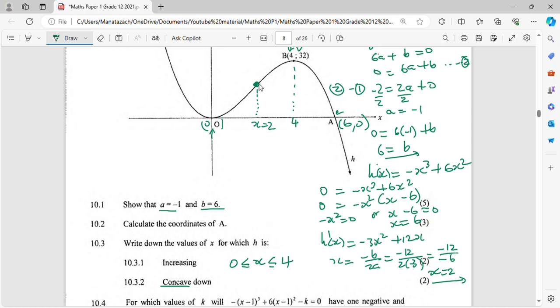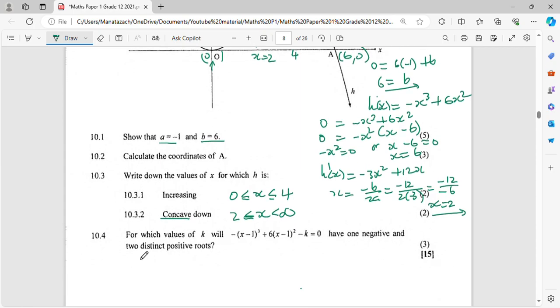Therefore, I can conclude that the graph of h is concave down when x is greater than or equal to 2 and less than positive infinity. So I will say x greater than or equal to 2 and less than positive infinity. And then the last question is, for which values of k for which this graph is equal to 0 have the negative and 2 positive roots. So this looks like our original graph, only that it shifted to the right by 1 unit.